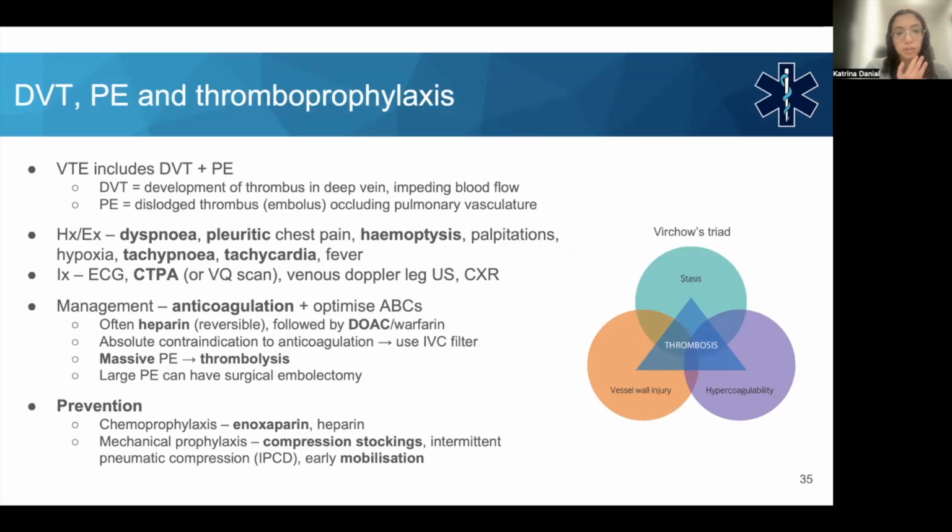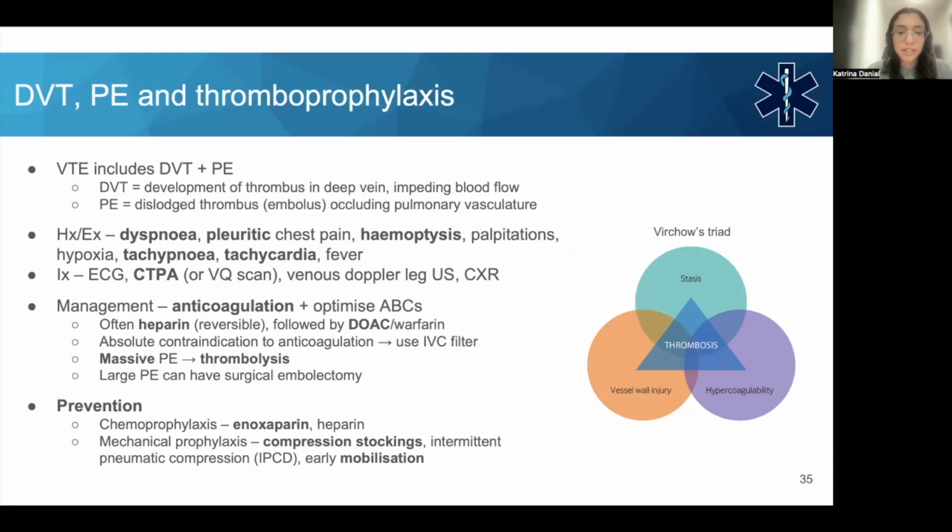which is not here, but syncope is a common sign, tachypnea, tachycardia, and also fever. Okay, so the investigations that we do for this one is an ECG, a CTPA, or a VQ scan. All right. In your patients who are pregnant or who are young female, we generally prefer the VQ scan because it's not as much radiation compared to the CTPA. And then if you're still thinking that it's at the DVT stage, you can do an ultrasound of the leg.